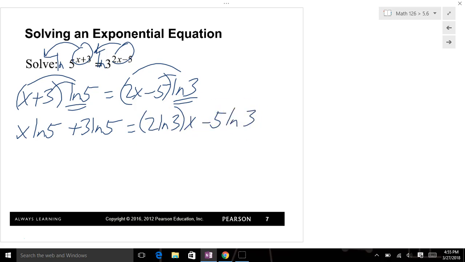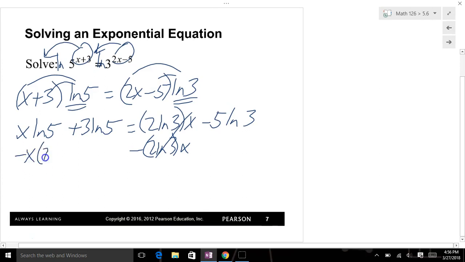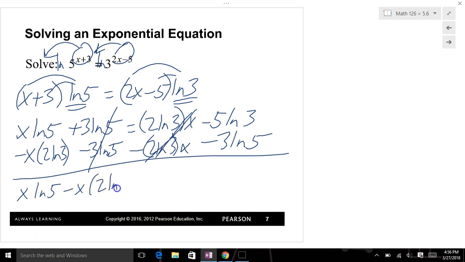Now notice you got to get all your x's together. So I'm going to subtract this 2 ln of 3 times x from both sides, or maybe I'll write it this way, minus x times 2 ln of 3. Either way is fine on that. Get all your numbers on the other. So minus this 3 ln of 5. This is just a constant. Take it to the other side. So now we got x ln of 5 minus x times this number, 2 ln of 3, equals negative 5 ln of 3 minus 3 ln of 5.